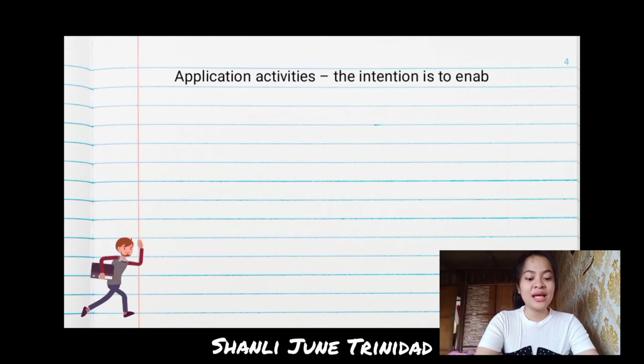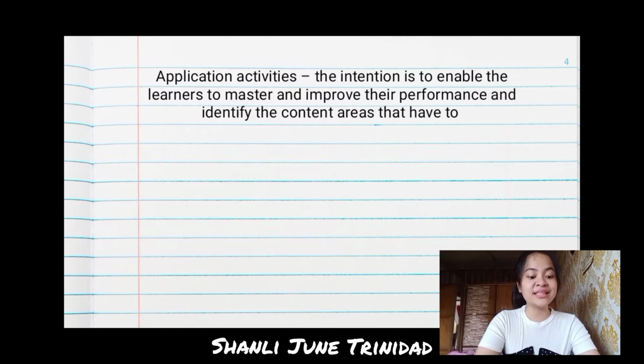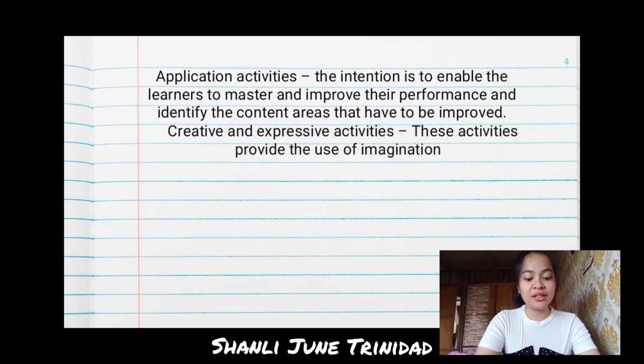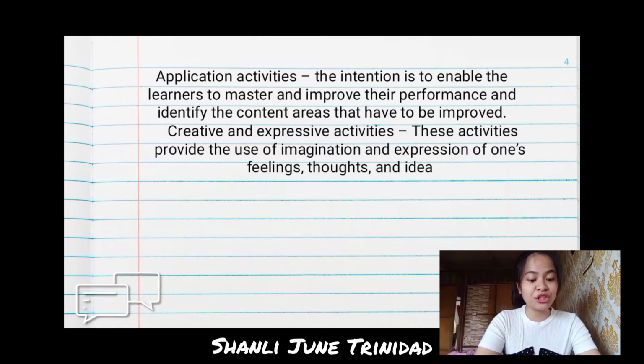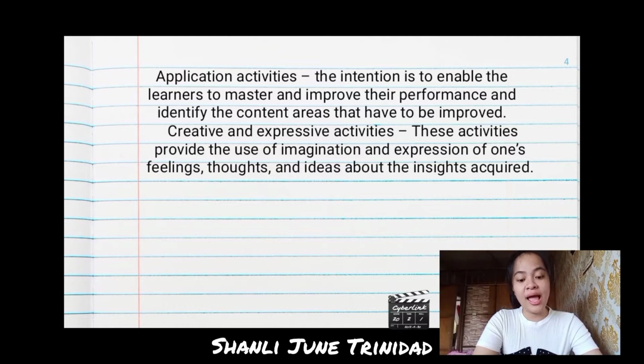Application activities. The intention is to enable the learners to master and improve their performance and identify the content areas that have to be improved, like creative and expressive activities. These activities provide the use of imagination and expression of one's feelings, thoughts, and ideas about the insight acquired. For example, making a DIY, singing, dancing, role-playing, and art and designs like drawing or painting.